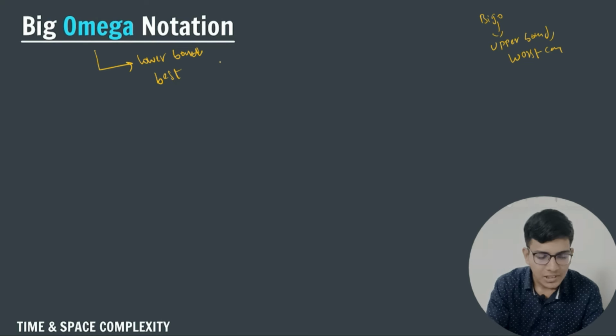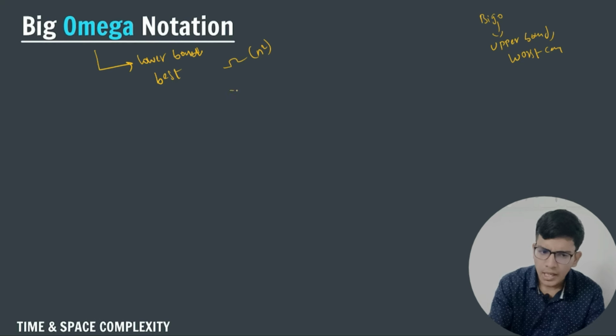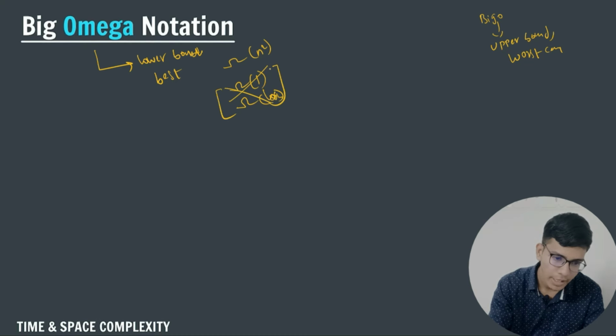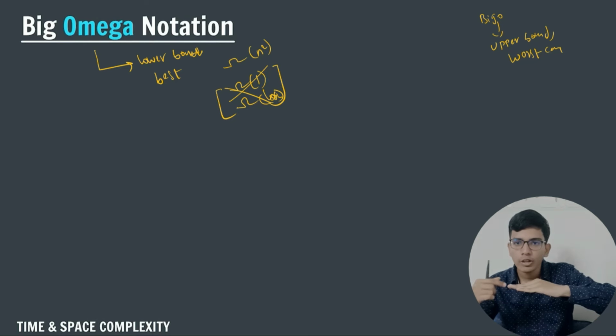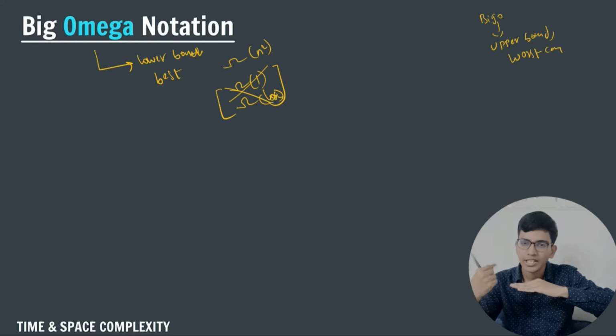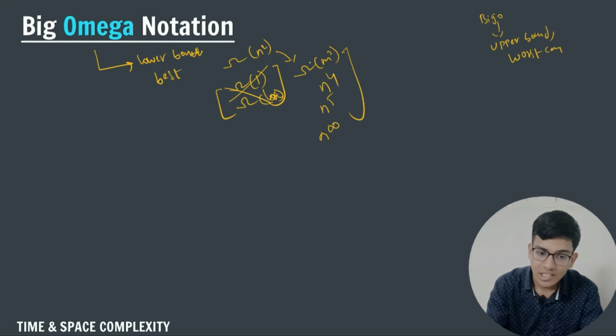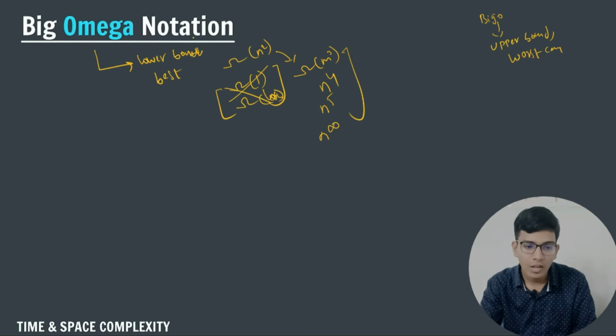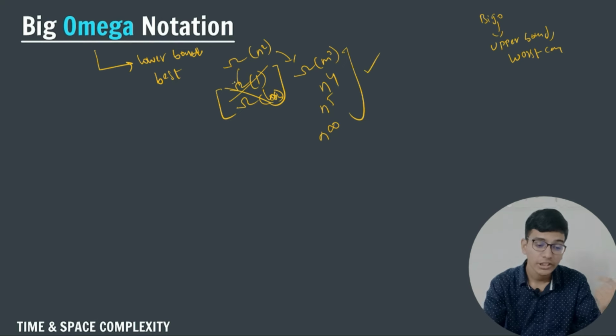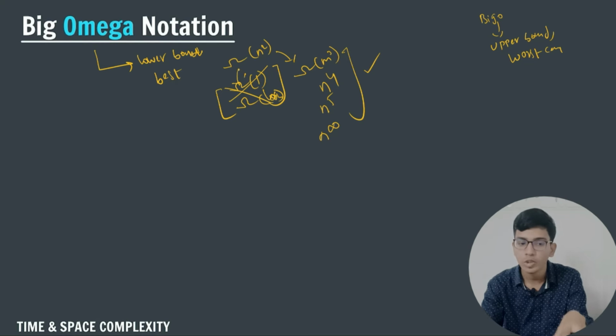Let us consider that the best case is Ω(n²). So big omega can't be 1, 0, log n and all those things. This is not possible here because this is the base level. Whatever time complexity we get should be greater than n², because this is the best case. So my time complexity can be n³, n⁴, n⁵, up to n to the power of infinity. Anything greater than Ω(n²) is allowed, but anything less than n² is not allowed. This is the meaning of big omega notation.